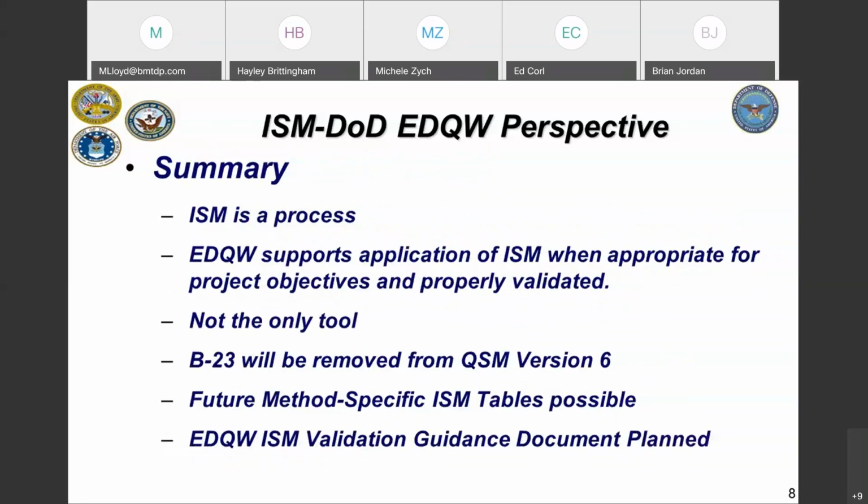So in summary, again, ISM is not just what happens in the field, it's a process. The EDQW recognized that ISM is a good tool, but it must be selected as appropriate for the objectives by the project team. Application of incremental sampling to constituents other than explosives in 8330B is going to require further validation to evaluate the precision and bias concerns that I mentioned earlier. Again, it's a great tool, but it's not the only tool.